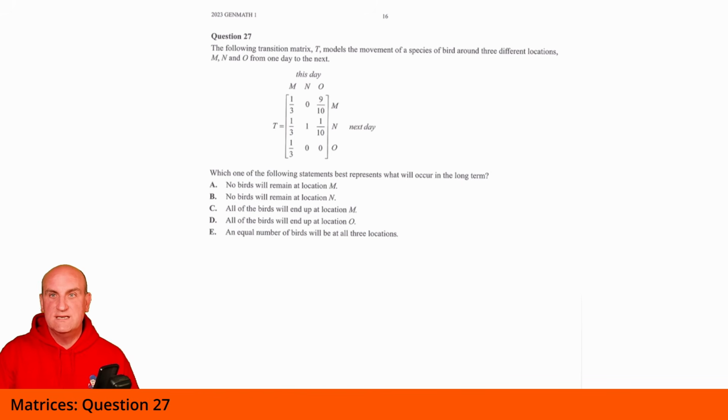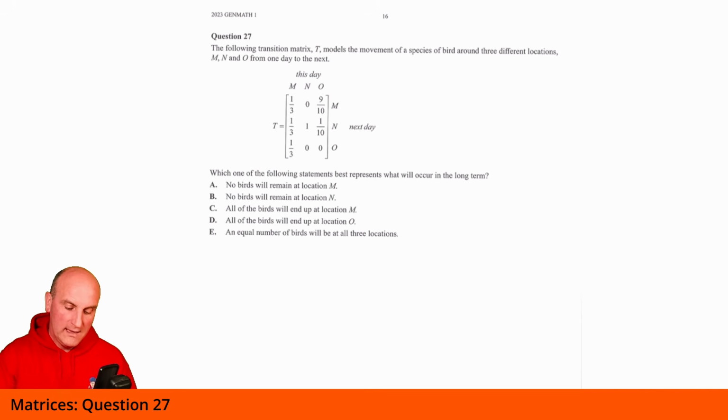Basically, they're all going to end up, because basically that 1, and 1, and if I raise that to a power of 100, let's see what happens if I raise that to a power of 100. Let's do that there. There we go. So again, that is basically 0 because it's e to the minus 14. So no birds will remain at location M. So that's a possibility. No birds will remain at location N.